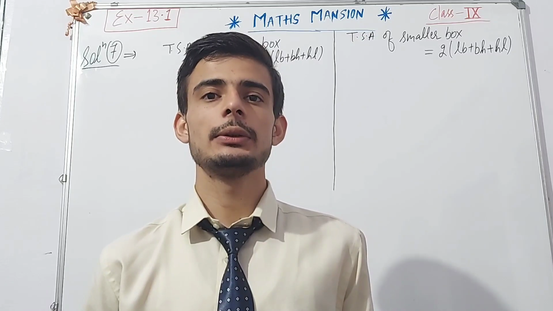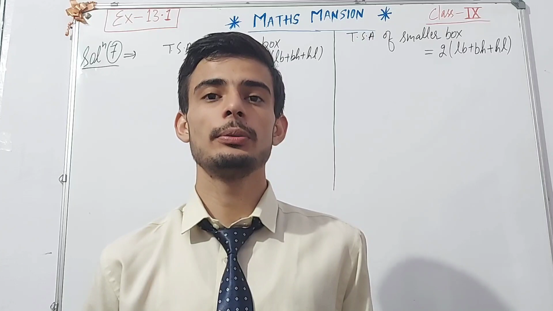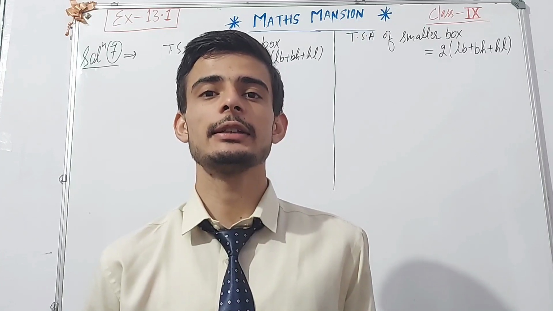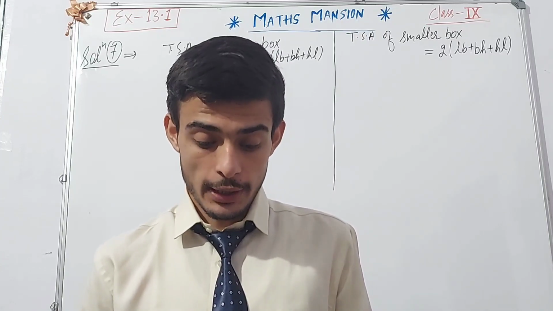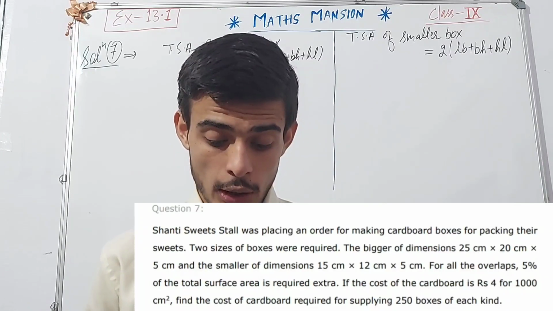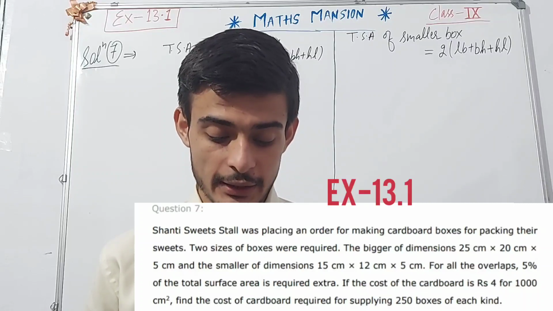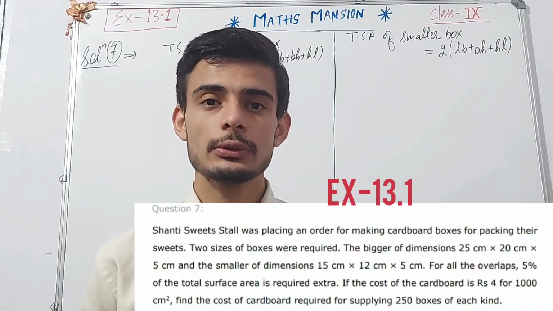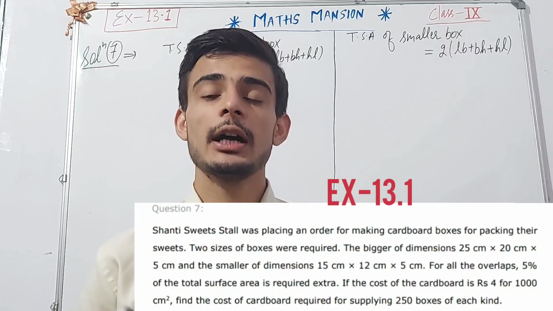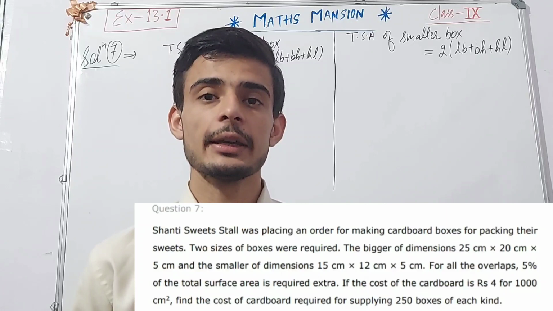Hello students, today we are going to discuss question 7 of surface area and volumes, chapter class 9, exercise 13.1. As you can see in the question, Shanti Sweet Stall was placing an order for making cardboard boxes for packing their sweets. They have to make cardboard boxes of cuboidal form for their packing.